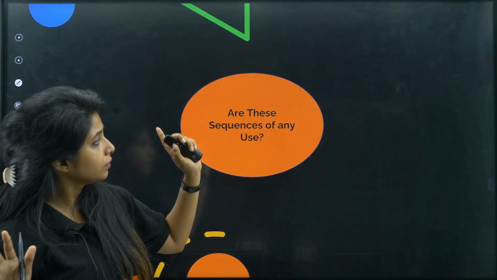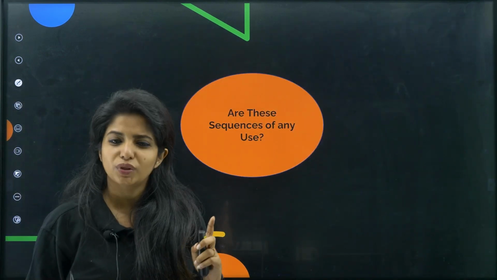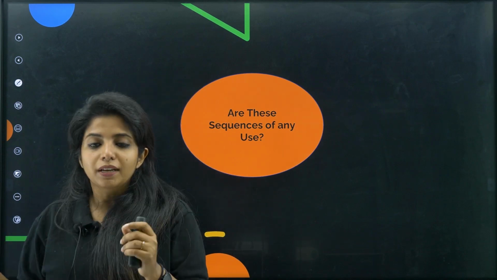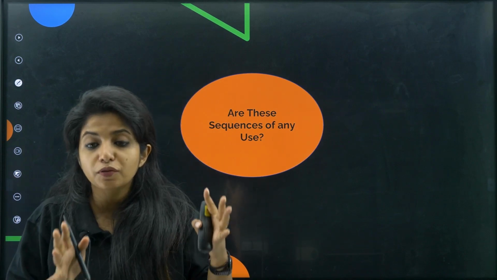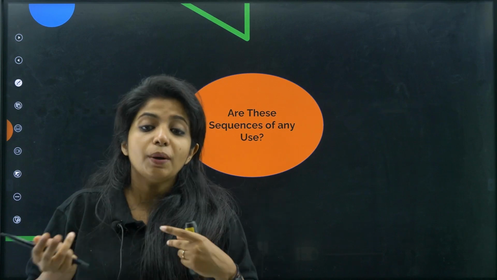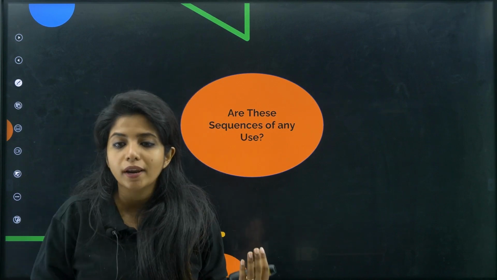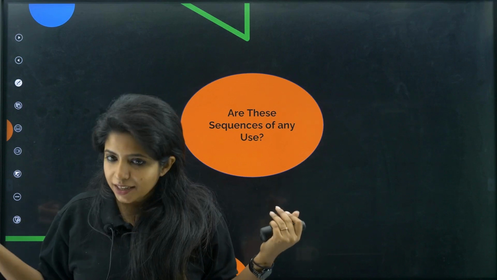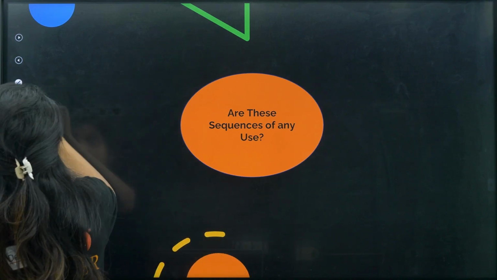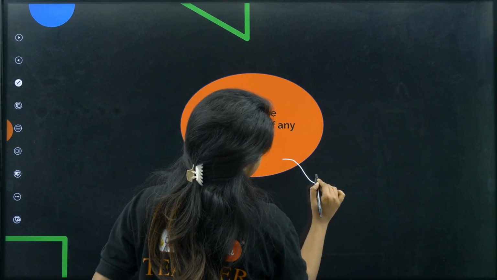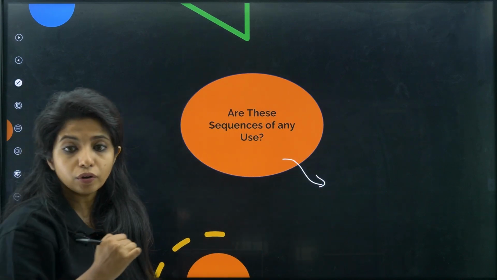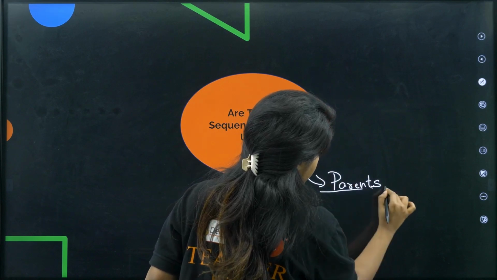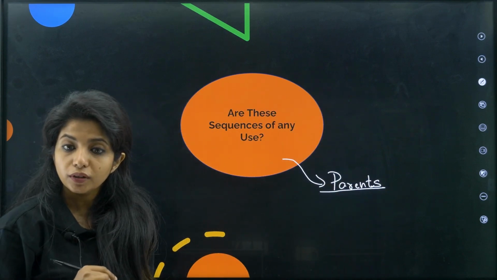Going ahead, are these sequences of any use? I told you repetitive DNA sequences are very unique. We all have different types of repetitive sequences, the length, the number, everything is different between you and me, and that makes us different. But what is the use of it? Basically, there is a use, and that use is if you want to find your parents. At that point of time it becomes useful.